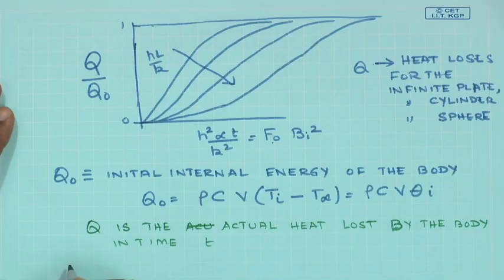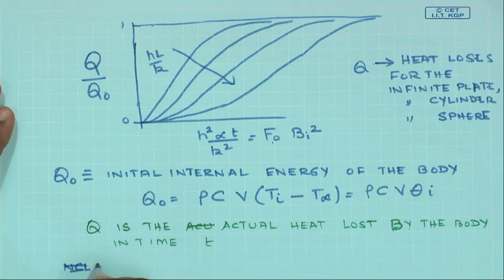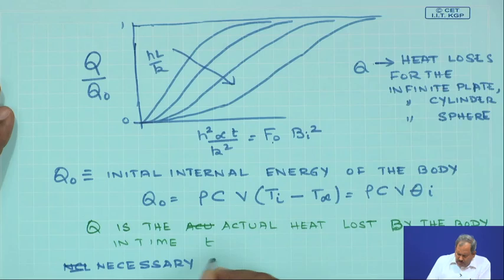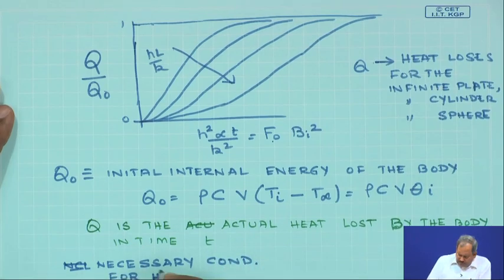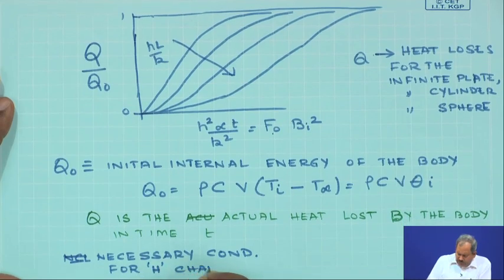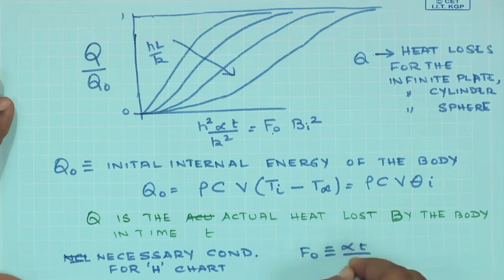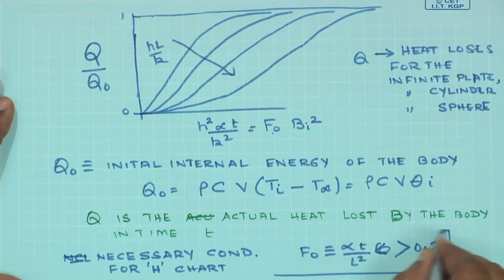But there is one word of caution here: this truncation of the infinite series solution, which has been used to generate these curves, has a limitation. It is only valid when the necessary condition for the Heisler chart to be valid is that the Fourier number, which is defined as alpha t by L square, must be greater than 0.2, where L is the characteristic dimension.